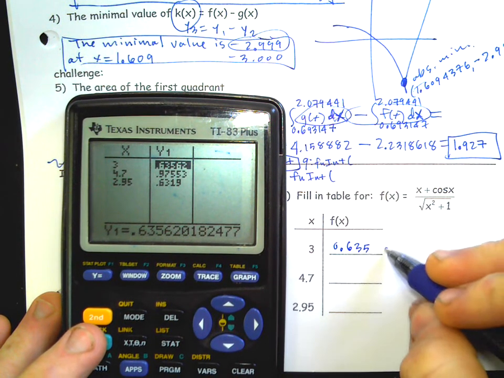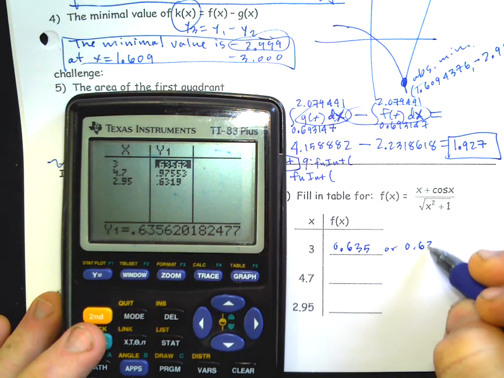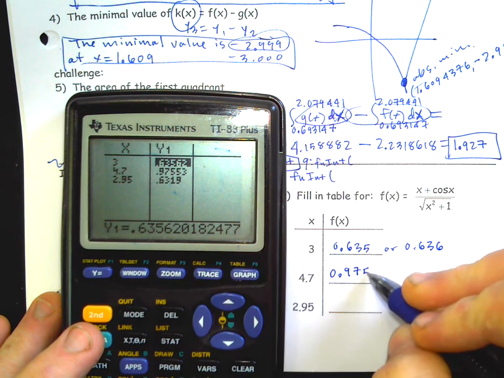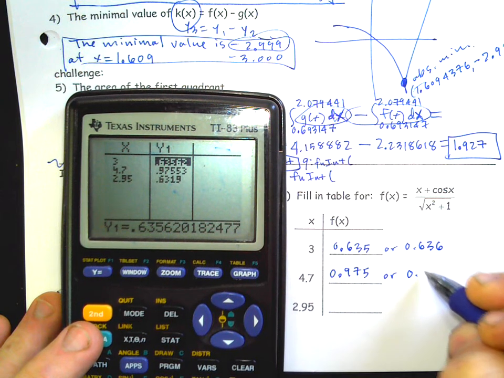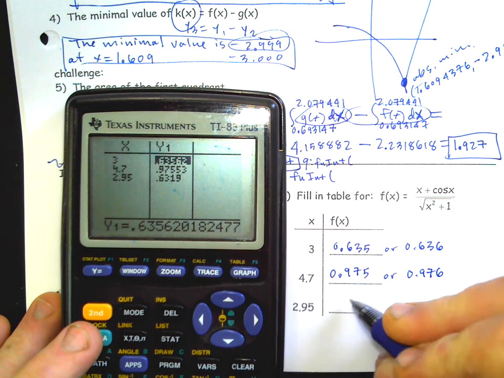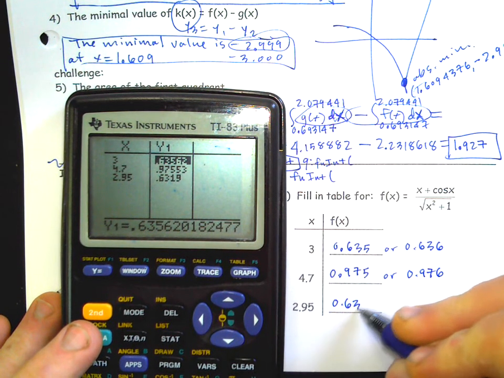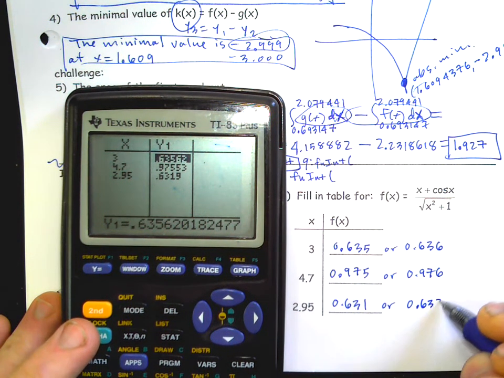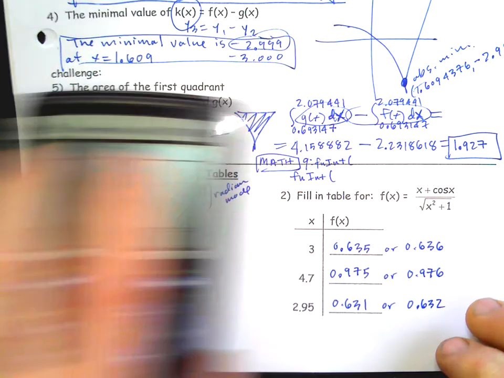0.635 or 0.636 if you round, 0.975 truncated or 0.976 rounded, 0.631 truncated or 0.632 rounded. So there you go. It's just helpful for doing lots of calculations for the same equation. Let's use the table.